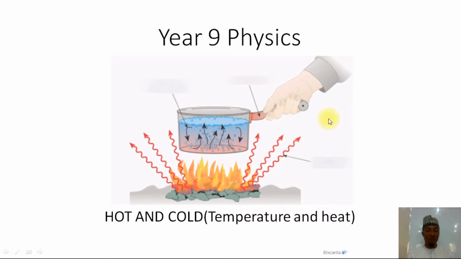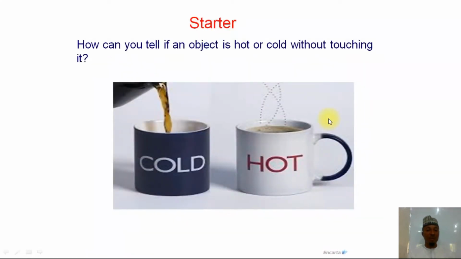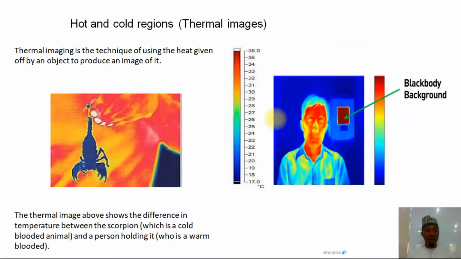In this lesson, we are going to consider temperature and heat. How can you tell if an object is hot or cold without touching it? Thermal imaging is one of the techniques you can use to determine if something is hot or cold. It's a technique of using the heat produced by an object to produce an image of it. We sometimes use the heat given off by the object to determine the location of the object.